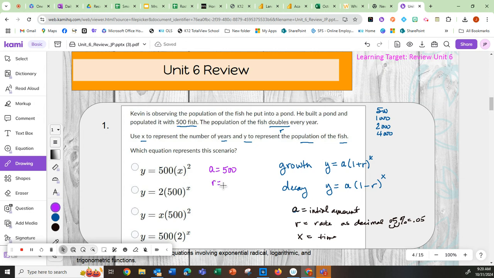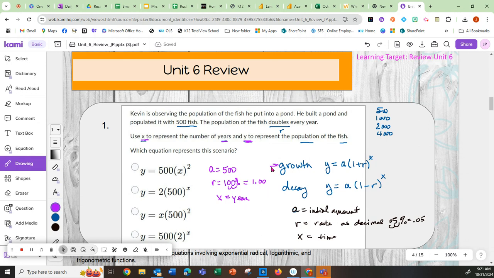R, when something doubles, it increases by 100%. So that's just something you have to kind of understand there. So if it doubles, it increases by 100%. My decimal lies here. So if I move it twice, that means I'm going to use the number 1.00 as my decimal for my rate. And it says X is years. So it doesn't tell us how many years.